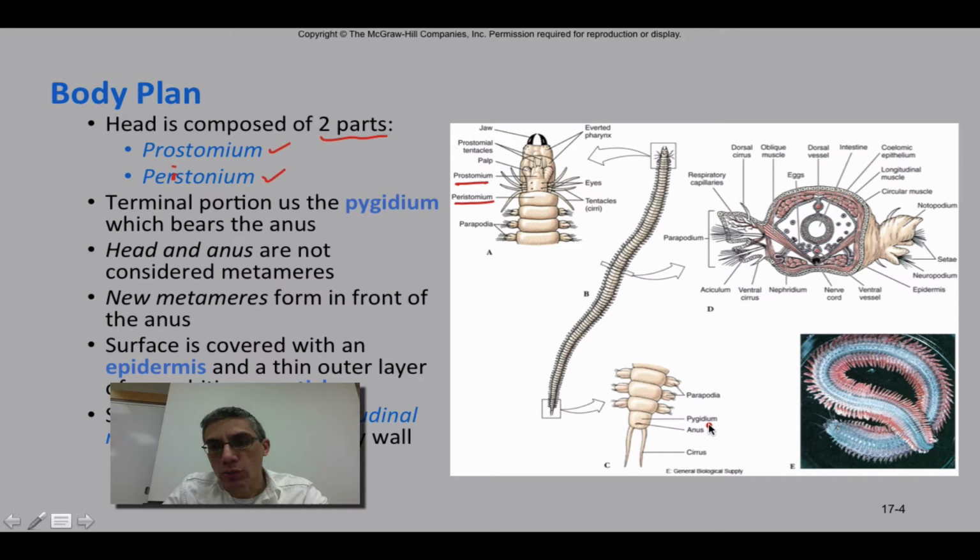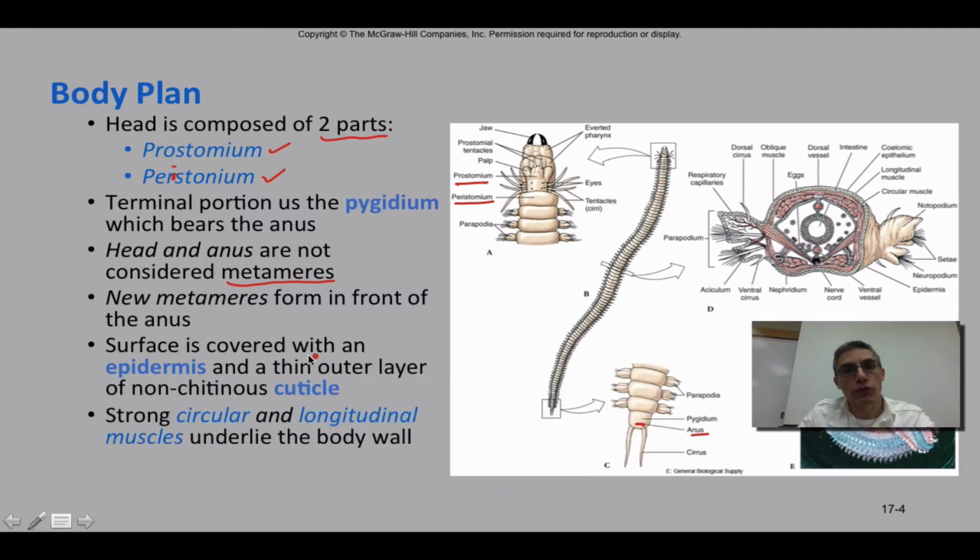So again, if you look down here towards the bottom of the diagram, you're going to notice this last segment that you would find in this worm is called the pygidium, and the anus is going to be embedded right in this segment. Now, the head and the anus are not considered metameres. Remember, a metamere is a segment of this animal that contains all major organ systems. So you're not going to find those in the head region, and you're not going to find those in that very last segment called the pygidium. Now, new metameres are going to form in front of the anus. What that means is that when you look at this part of the animal, all of the segments that you would find here are much younger than the segments that you would find in the more anterior region of the animal.